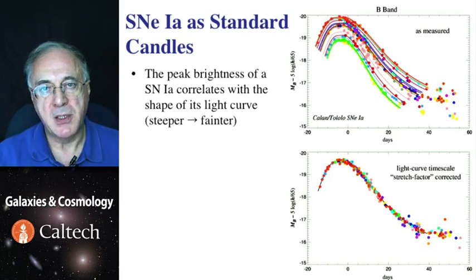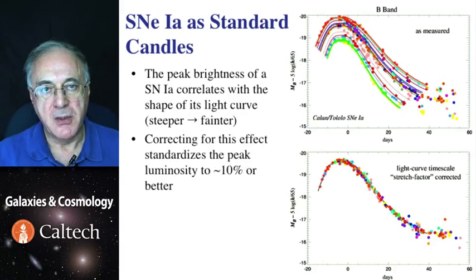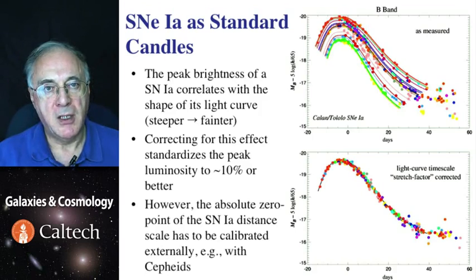Here we show on the top a set of actual light curves of some type 1a supernovae, and the second panel shows what happens when we normalize them and correct them with the stretch factor. Suddenly, they all seem to fit this one universal shape. It turns out that by doing this, we can standardize the peak luminosity of a type 1a supernova to 10% or even slightly better, which is plenty good enough for cosmological purposes.